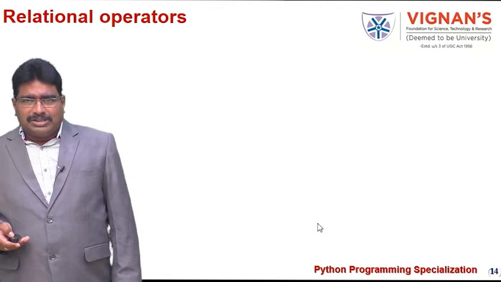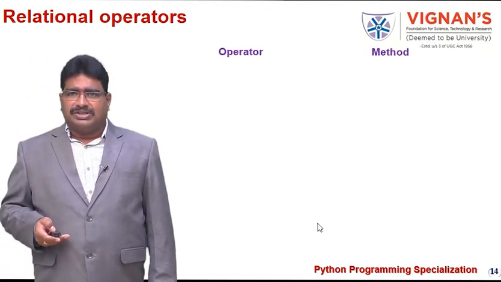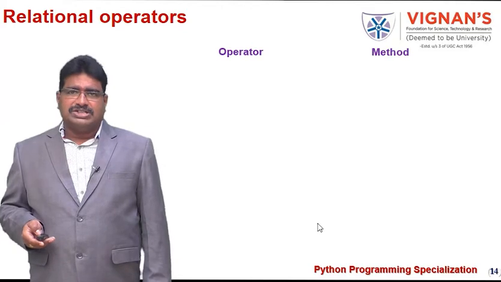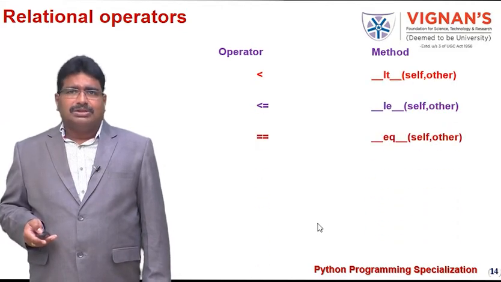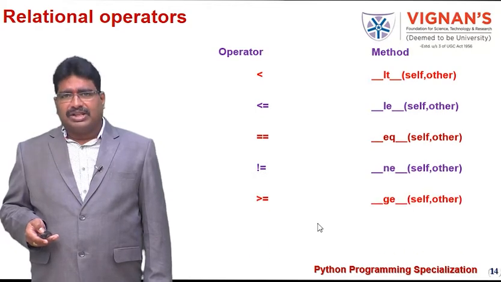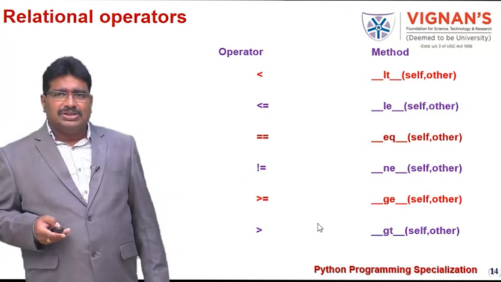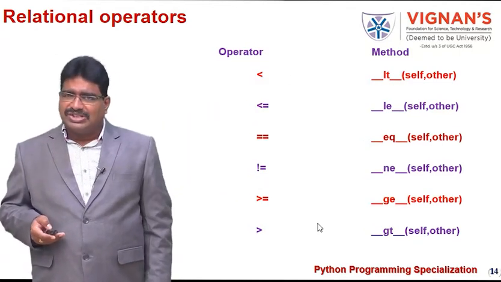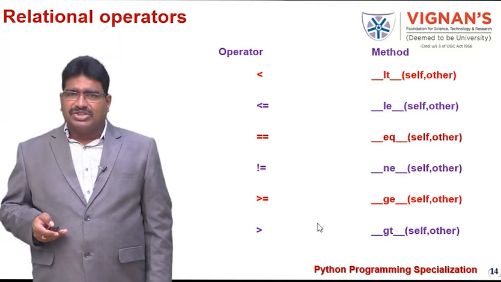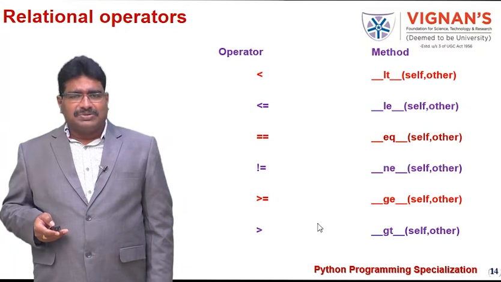The Python programming language also supports overloading the relational operators. Already we know the relational operators: less than, less than or equal to, equal to, not equal to, greater than or equal to, greater than. These are the methods we need to use. For the less than purpose we are using the lt. For less than or equal to purpose we are using the le, and equal to purpose we are using the eq. Not equal to purpose we are using the ne, and greater than or equal to purpose ge, and similarly the greater than purpose we are using the gt.